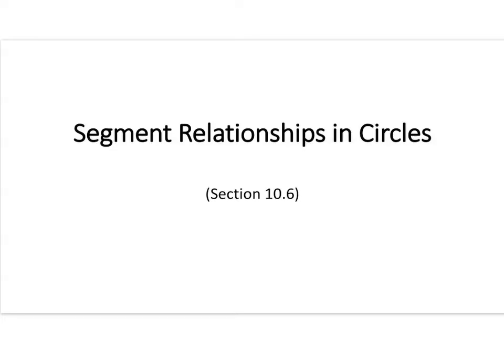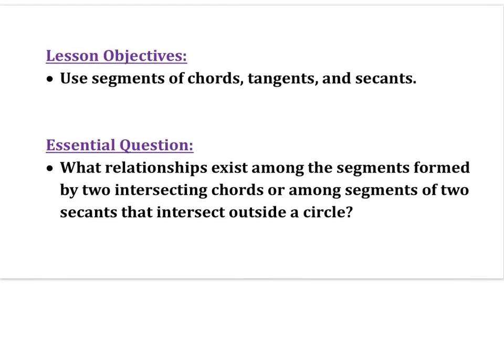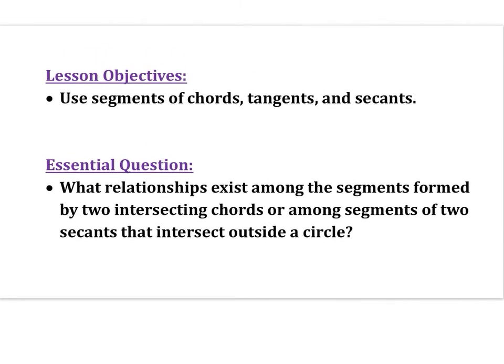All right, let's get started with segment relationships in circles, section 10.6. In this section, we're going to have one objective: use segments of chords, tangents, and secants. So our essential question: what relationships exist among the segments formed by two intersecting chords or among segments of two secants that intersect outside a circle?